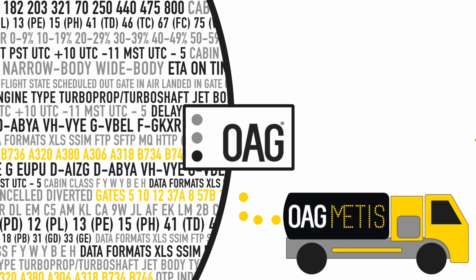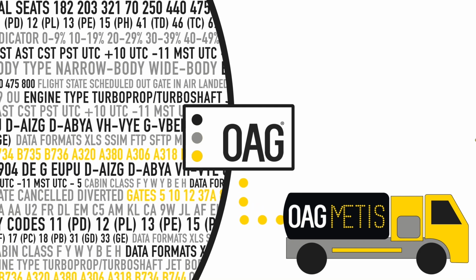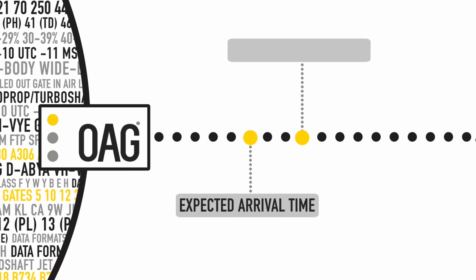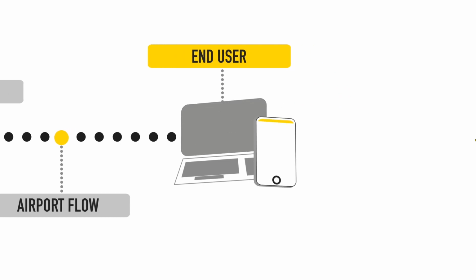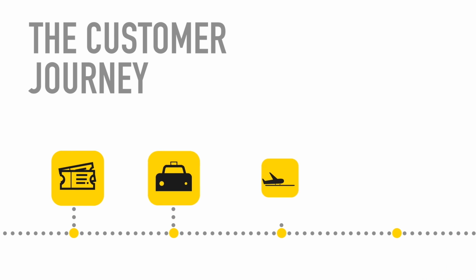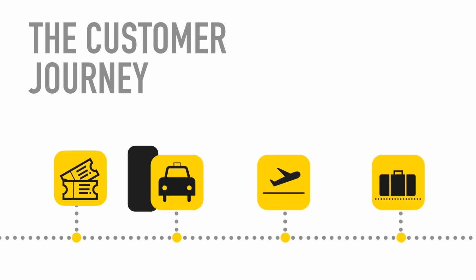Powered by OAG Metis, our cloud-based platform designed for innovation and accelerating growth, our RESTful JSON API gives you complete access to a variety of aviation datasets. Let's take a look at how Flight Info API is used across the travel ecosystem.